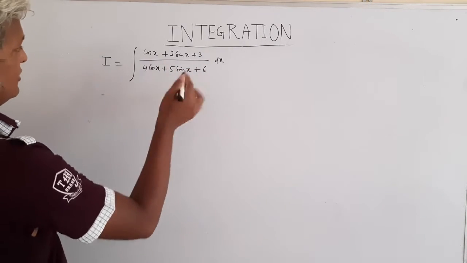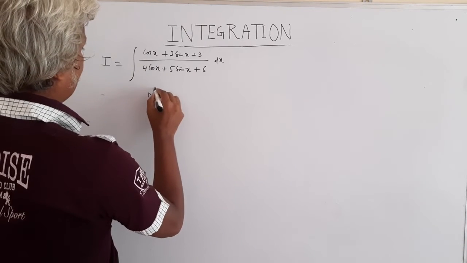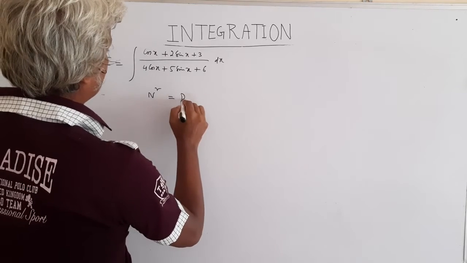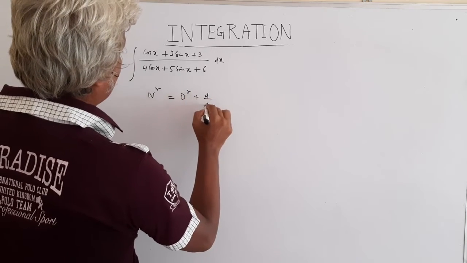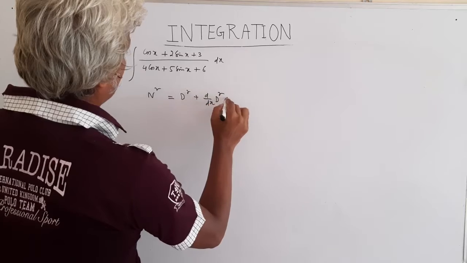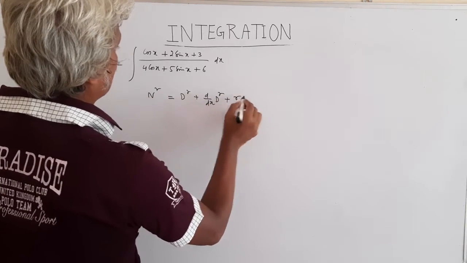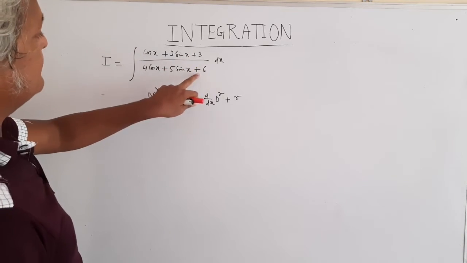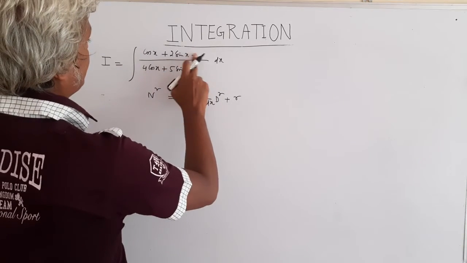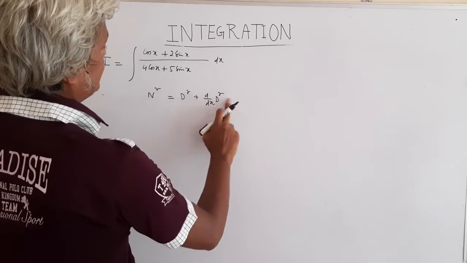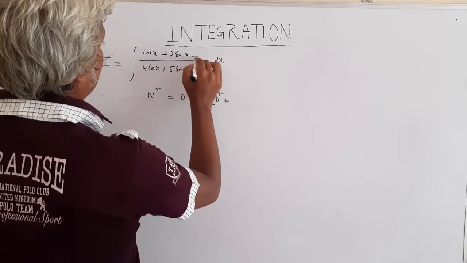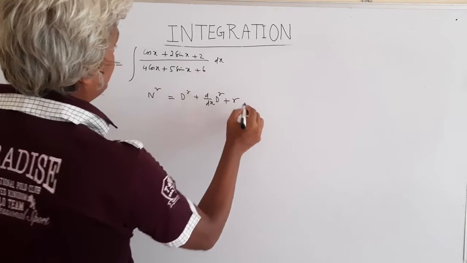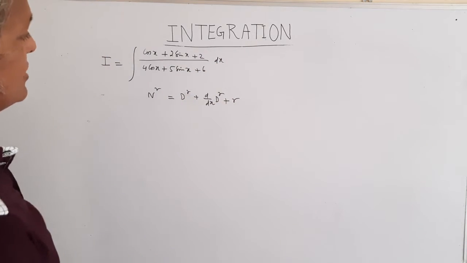So first how to solve this, the idea is again the same: the numerator needs to be expressed as lambda times the denominator plus mu times d by dx of the denominator, plus some constant, because here we have a constant. In the last case we did not have the constant. Let's suppose if this is not there, then you don't need this, but if this is there, this is 2 and 6, then you need to take this r also into consideration.